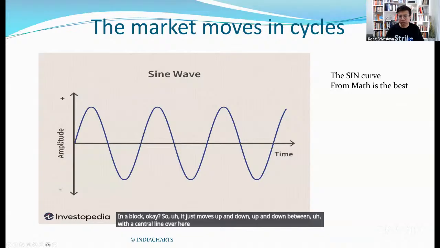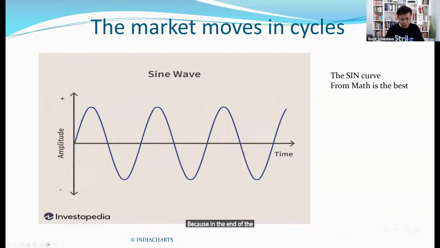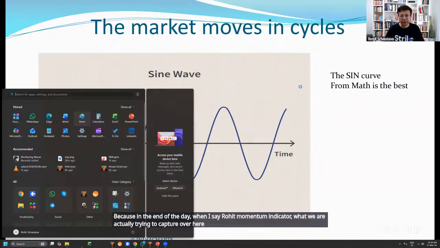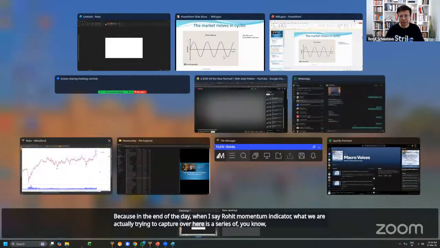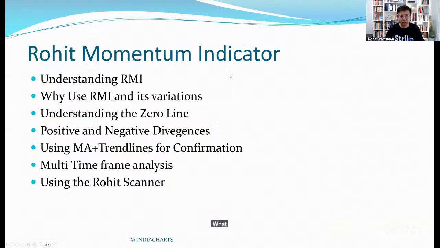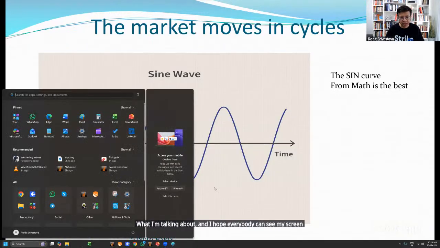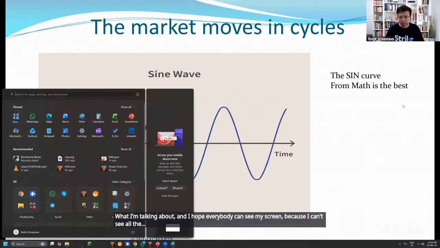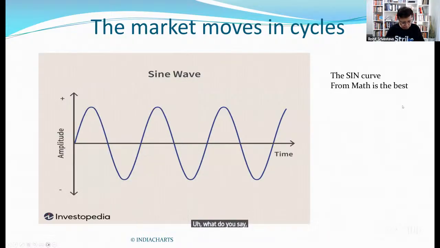A sine wave also moves around a zero line up and down, and that's similar to what we want the RMI to do. Because in the end of the day, when I say Rohit Momentum Indicator, what we are actually trying to capture over here is a series of momentum cycles. So when I say momentum cycles, what I'm talking about, and I hope everybody can see my screen because I can't see all the Zoom tools on my screen.